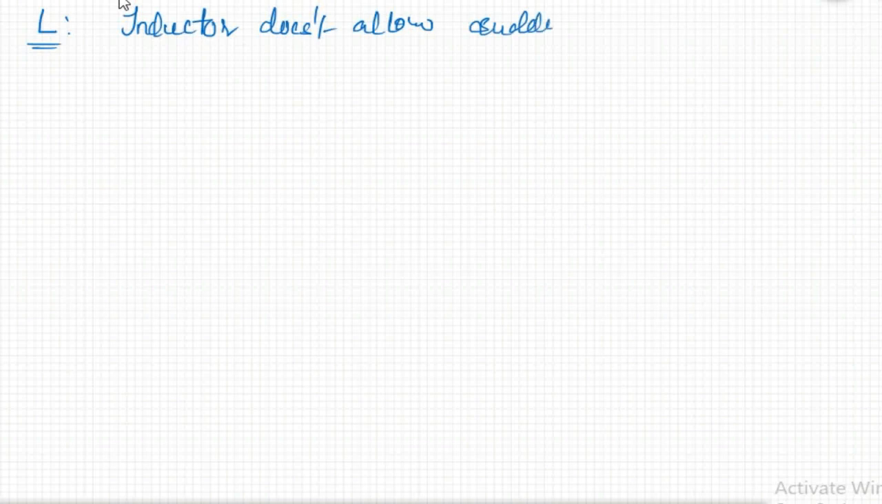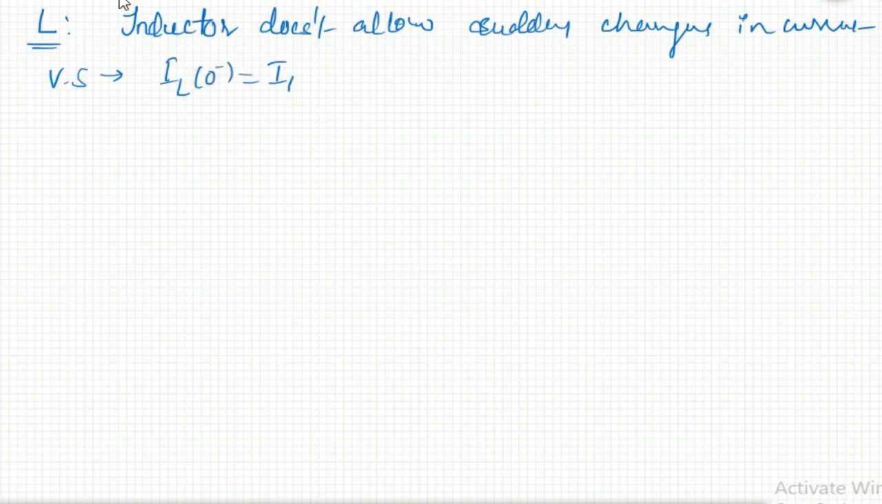So what is the behavior of an inductor? An inductor doesn't allow sudden changes in current. That means even if a voltage source is applied, IL at 0 minus and IL at 0 plus are equal to 0. The current is 0 even after turning on the voltage source. That means the inductor is still acting as an open circuit here.